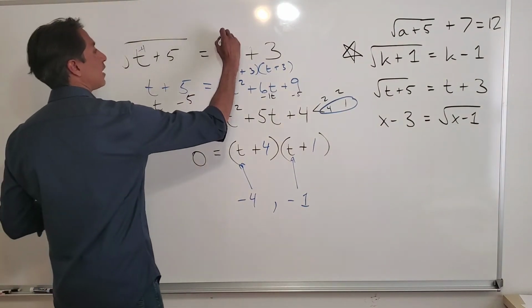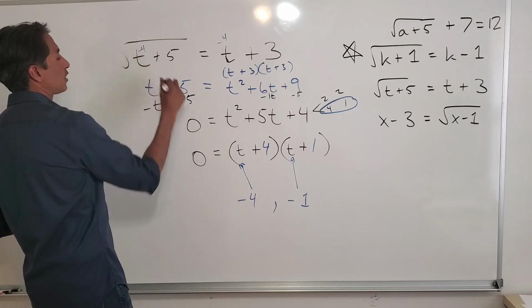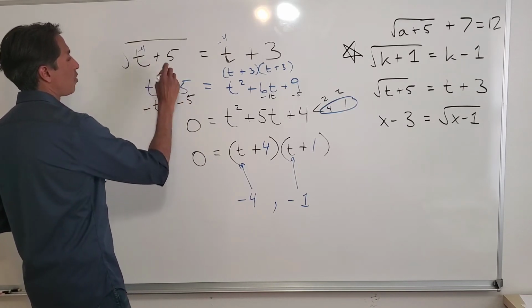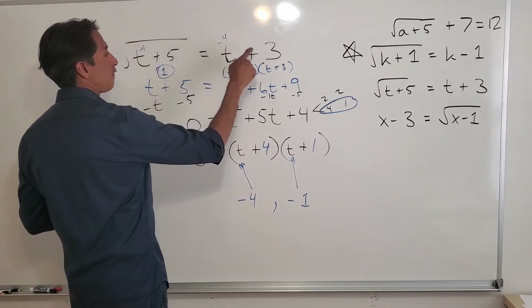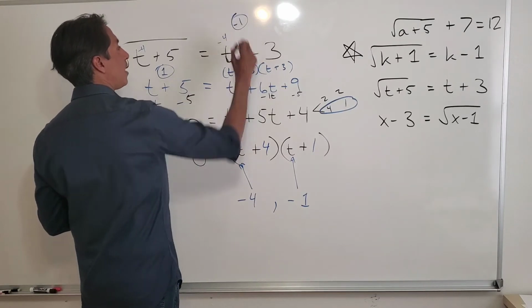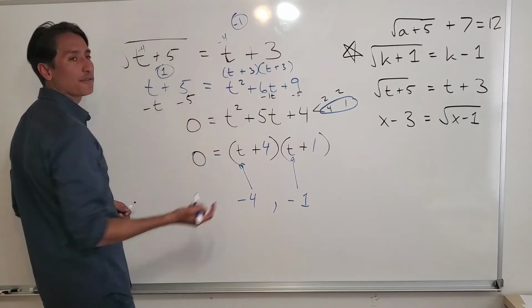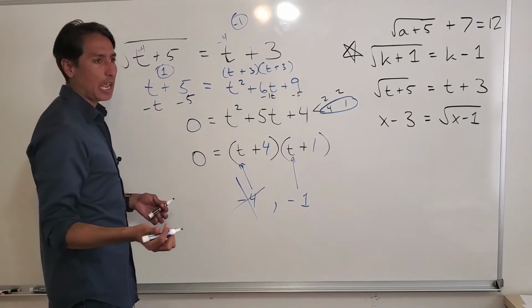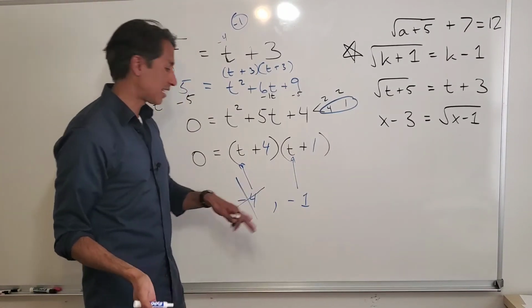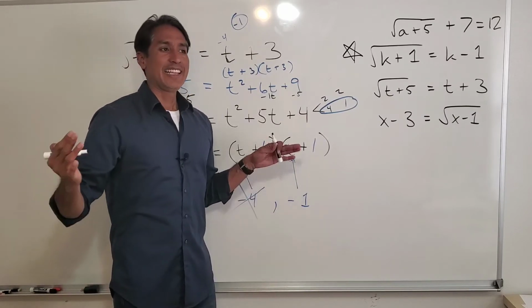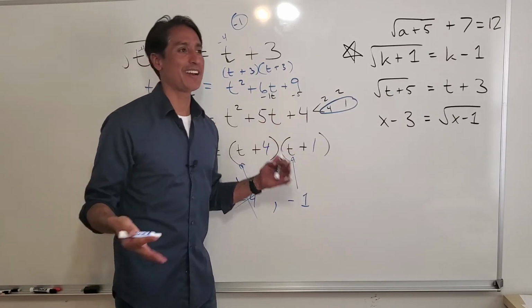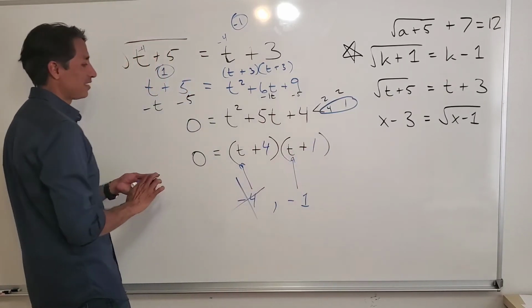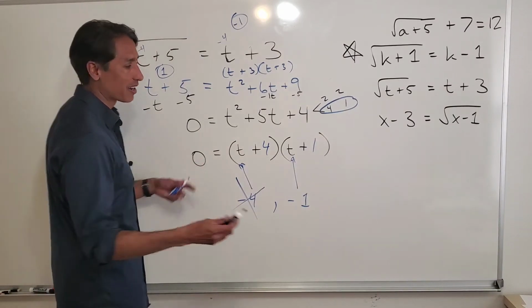-4, -4. -4 plus 5 is 1. Square root of 1 is 1. -4 plus 3 is -1. Does 1 equal -1? No. So that guy's out. Now, could I just say, well, dude, if that one doesn't work, it's got to be that one? Yes, but to make your teacher happy, I would say plug it in, show your work.